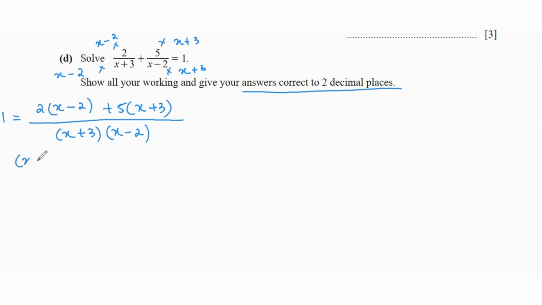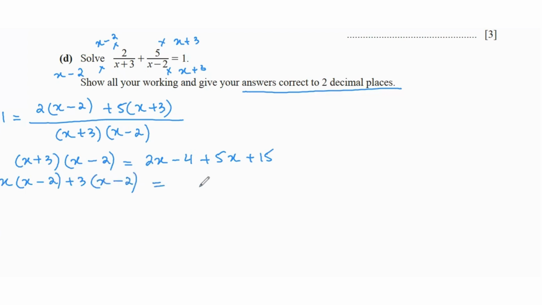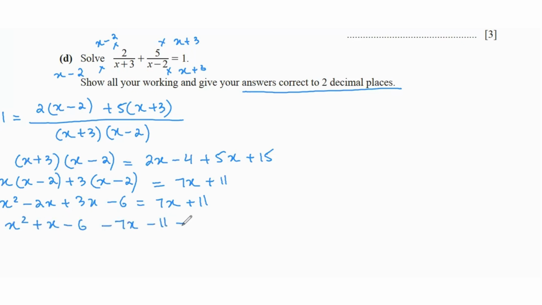So cross multiply: x plus 3 times x minus 2 equals 2x minus 4 plus 5x plus 15. x times x minus 2 plus 3 times x minus 2 equals 7x plus 11. That's x squared minus 2x plus 3x minus 6 equals 7x plus 11. x squared plus x minus 6 minus 7x minus 11 equals 0. There's going to be x squared minus 6x minus 17 equals 0.